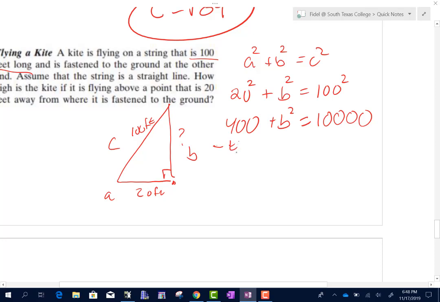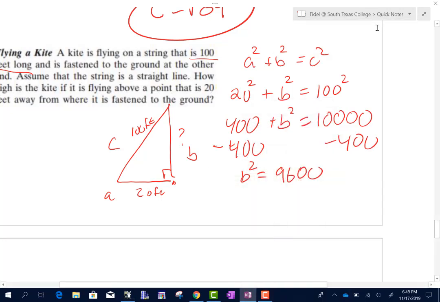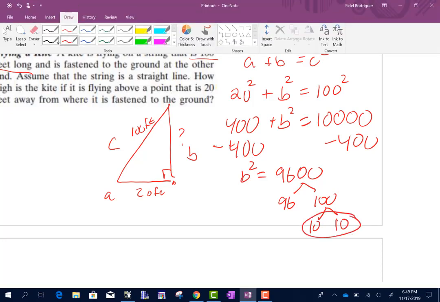When I minus 400 on both sides, coming up with 9,600. Now, guys, 9,600, let me double check. Maybe it's a perfect square, maybe it isn't. So square root 9,600. No, it's not, because I get all this funky decimal business, right? That's okay. We can break this up. So guys, I'm going to think of this as 96 times 100. And I already know the square root of 100 is 10, right? Because there's a pair of 10s there. So that's going to help me.